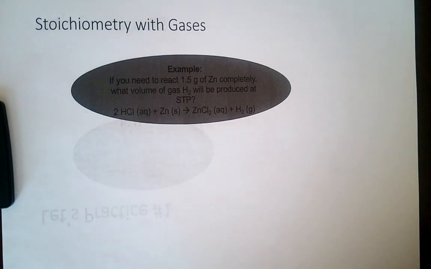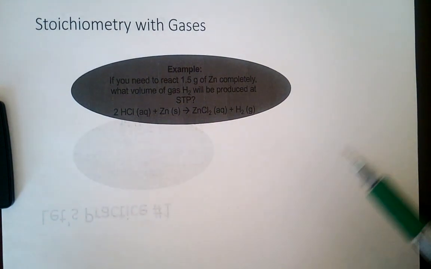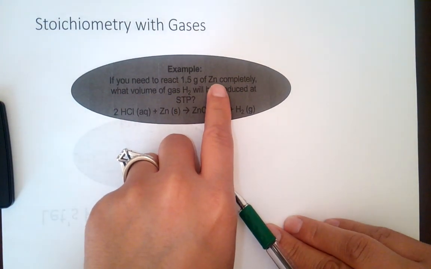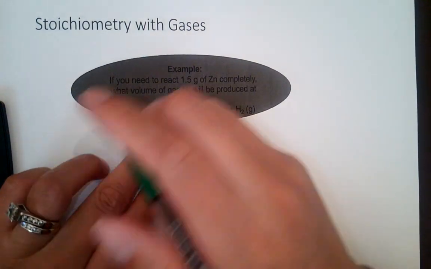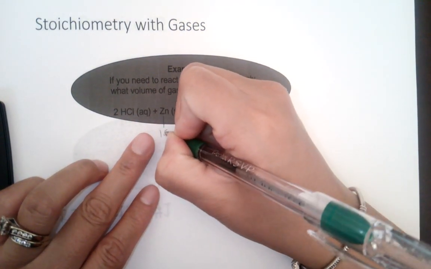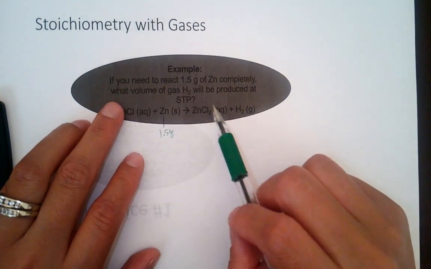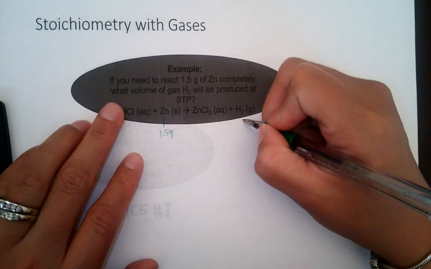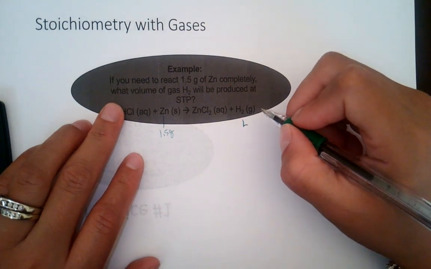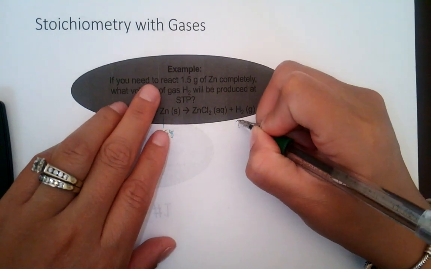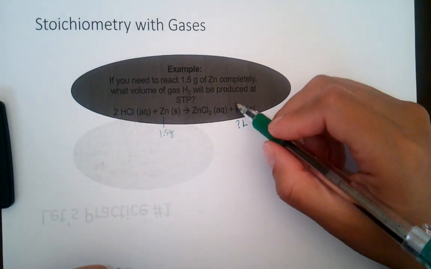So like I said before, you can do volume of gases as well. You definitely can take the volume of a gas. So let's take a look at this example. If you need to react 1.5 grams of zinc, I always like to put, okay, I have 1.5 grams of this. This means this is what I'm starting with. What volume, meaning this, so now I know it's going to be liters because volume is always in liters. What volume of H2 will be produced? So what volume of this will I make? Because this is the only H2 here.